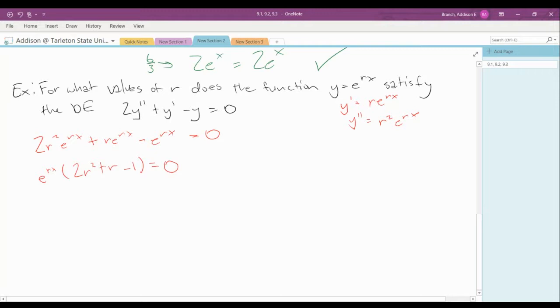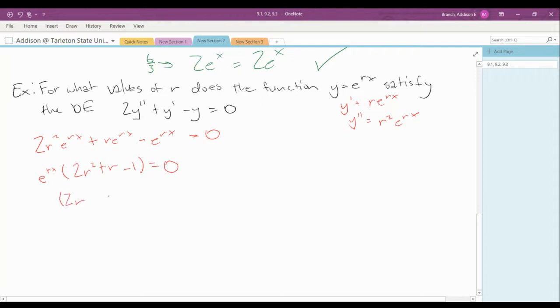If we look at this, one factor is our exponential. One aspect of exponentials is that they will never touch 0, so we can't really do anything with that. But of course, we have our polynomial, 2r squared plus r minus 1. Let's try to factor that and see where it can equal 0.